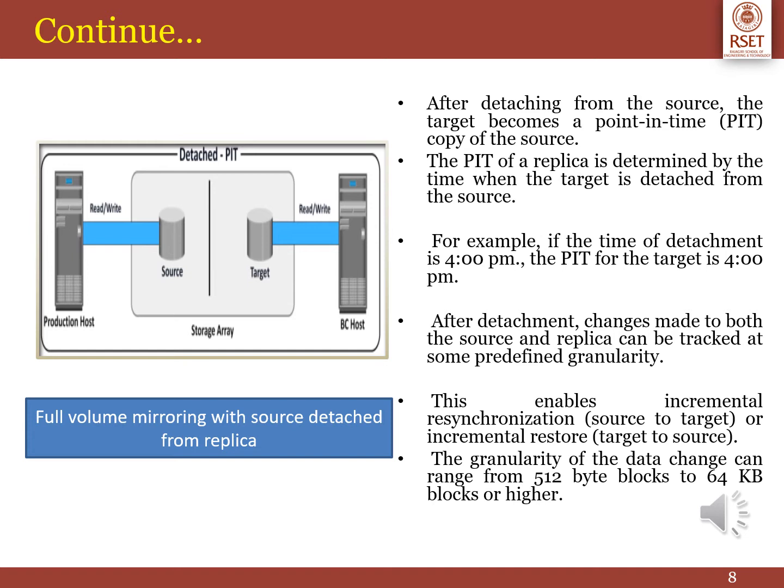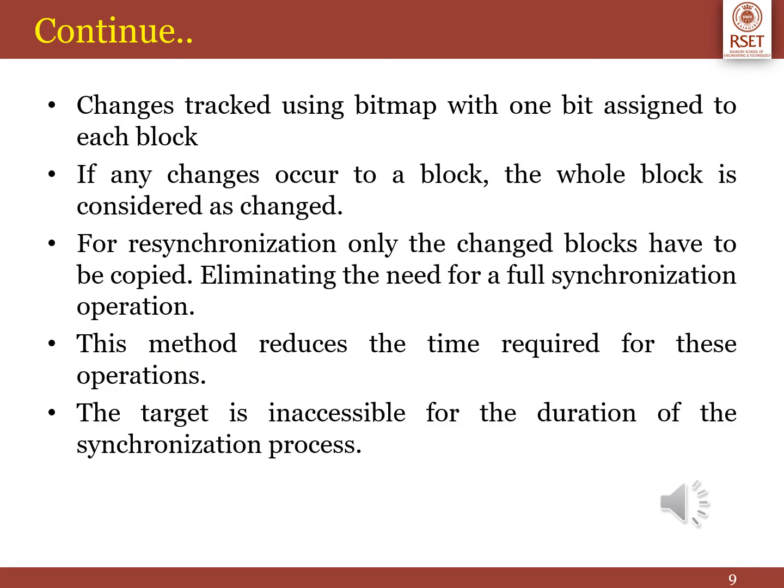Changes are typically tracked by using a bitmap. In the case of full volume mirroring, if any update occurs to a particular block, the whole block is marked as changed, regardless of the size of the actual update. So for resynchronization, only the changed blocks have to be copied. This eliminates the need for a full synchronization operation and reduces the time required for these operations considerably.